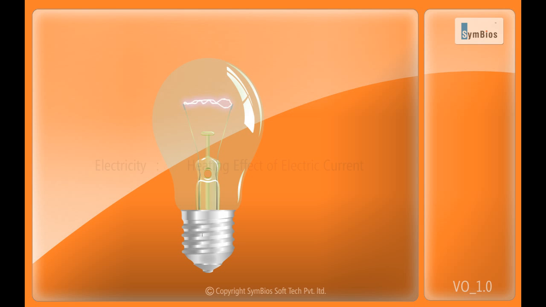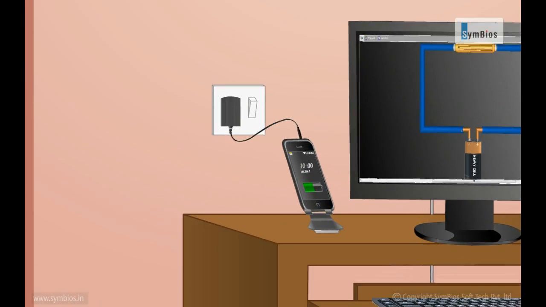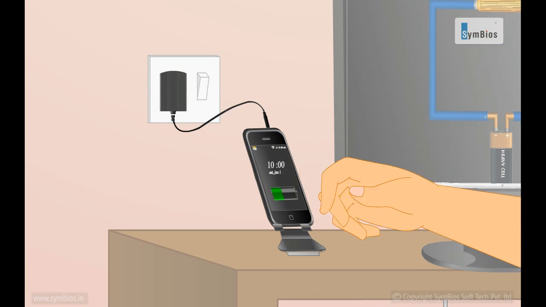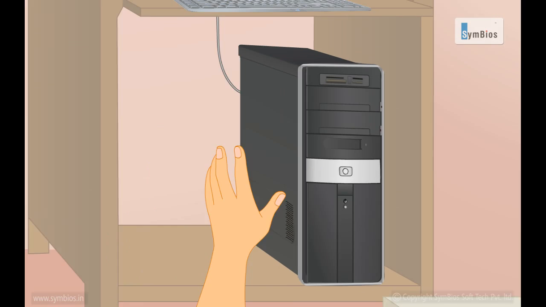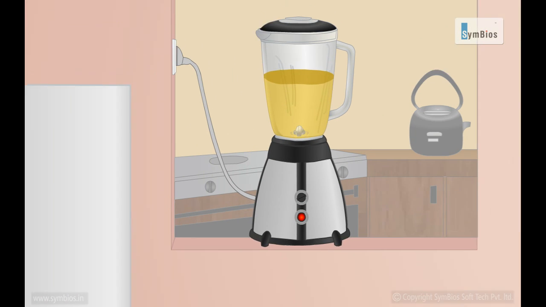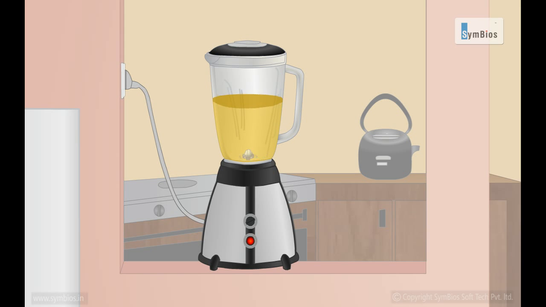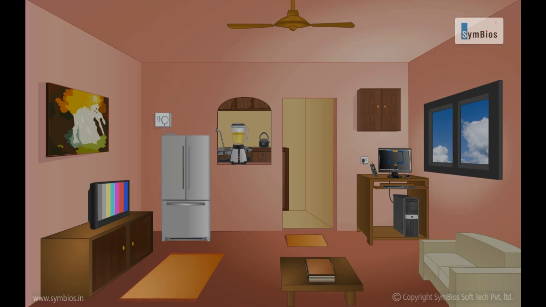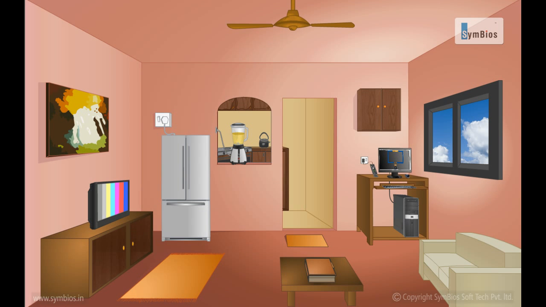Electricity. Heating effect of electric current. Touch your cell phone which has been charging. Touch the CPU of your computer or the television or the mixer which has been running for some time. Do you feel heat? Why do the electrical appliances get heated when we use them? This happens due to the heat generated as a result of heating effect of electric current. Let us learn more about it.